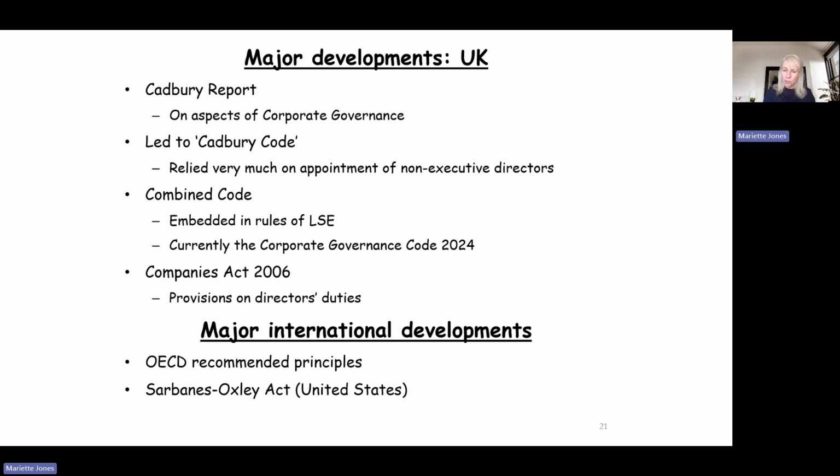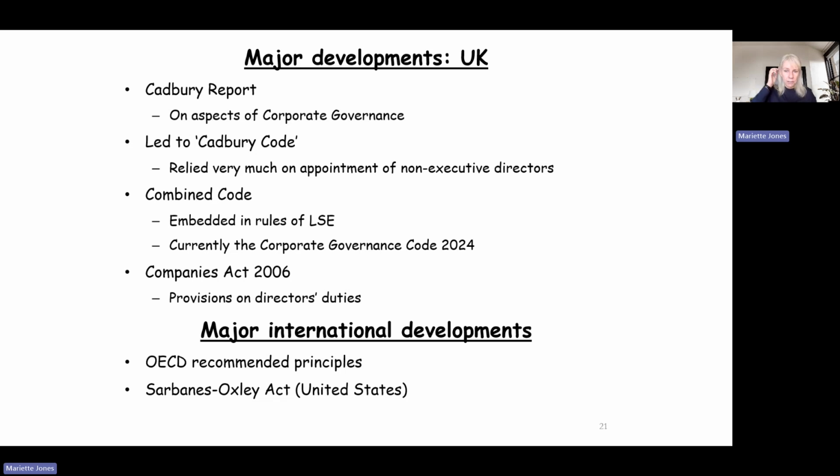The hard law on corporate governance comes from the Companies Act 2006, especially its provisions on directors' duties, with other acts such as the Insolvency Act also contributing to the regulation of companies. International instruments and reforms such as the OECD principles and the United States Sarbanes-Oxley Act also play a major role in how we think about corporate governance.